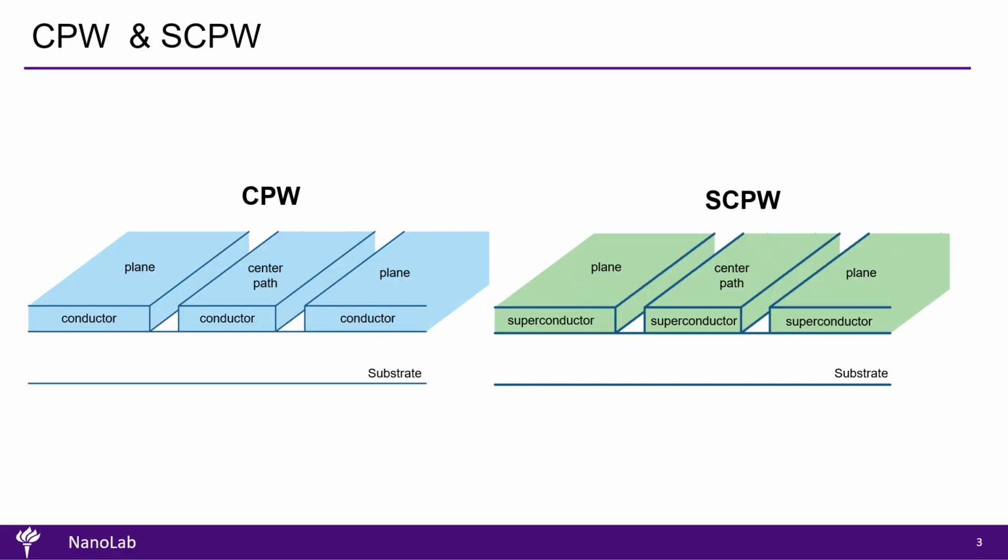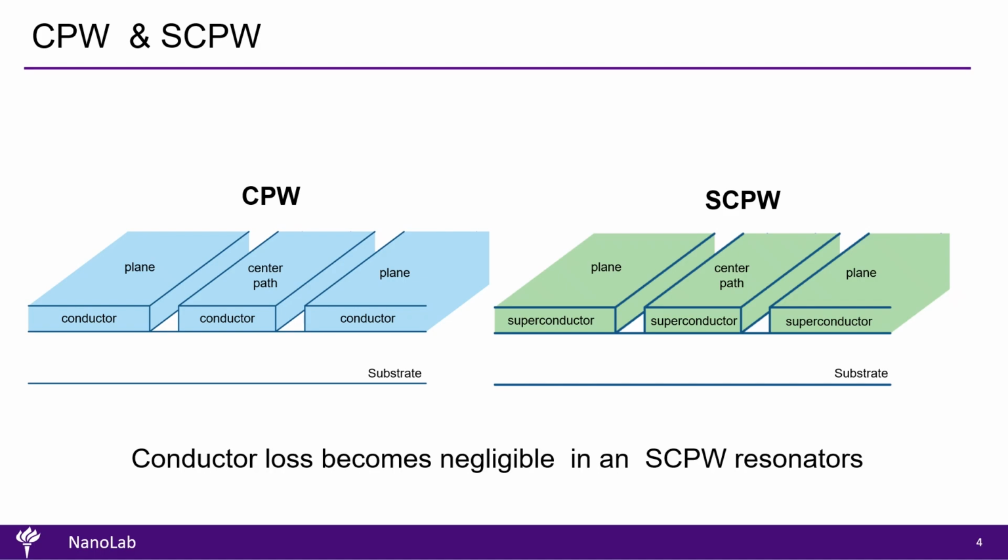A superconducting coplanar waveguide, or SCPW, uses the same geometry we studied in the last session. The key difference is that both the center conductor and the ground planes are made of a superconductor, an element with zero electrical resistance that also expels magnetic fields. As a result, conductor loss in an SCPW resonator becomes negligible. Let us take a moment to understand the significance of this fact.